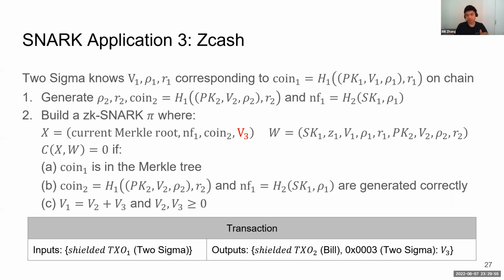Questions so far about what 2σ is doing? Next we're going to cover what 2σ is going to send to the blockchain and what the blockchain is going to check. But for now, questions about how the proof is being generated and how the coins are being generated.